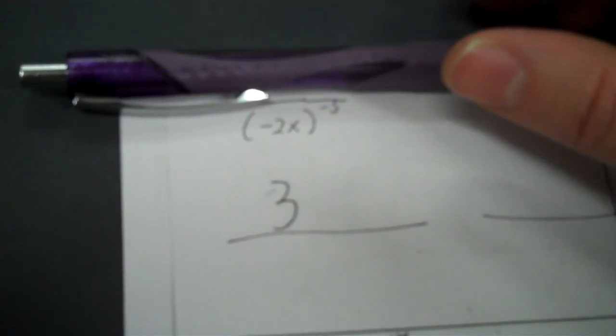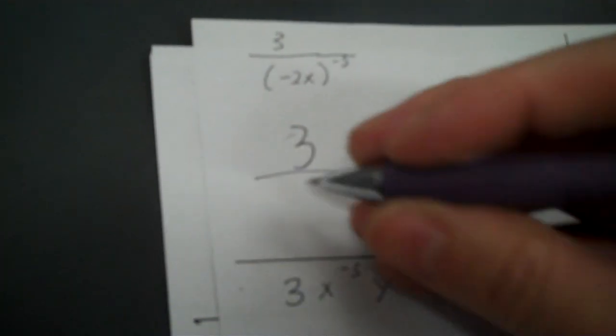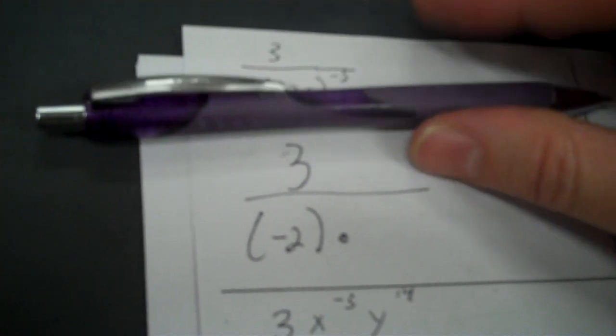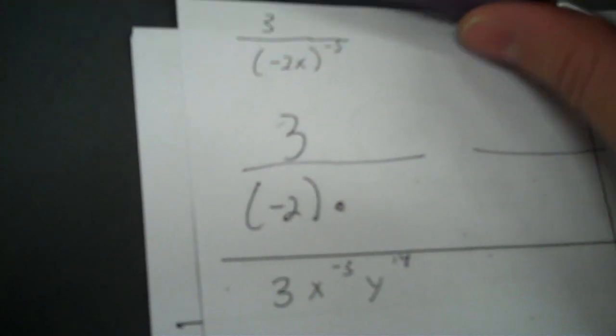Okay, there's a line. Now on top, you have one number base, 3. Why don't you put that? Now on bottom, you have a number base of -2. You don't have -2 on top, so we got to put it on bottom. We also have a variable base of x. I haven't written that on top, so I need to write x on the bottom.